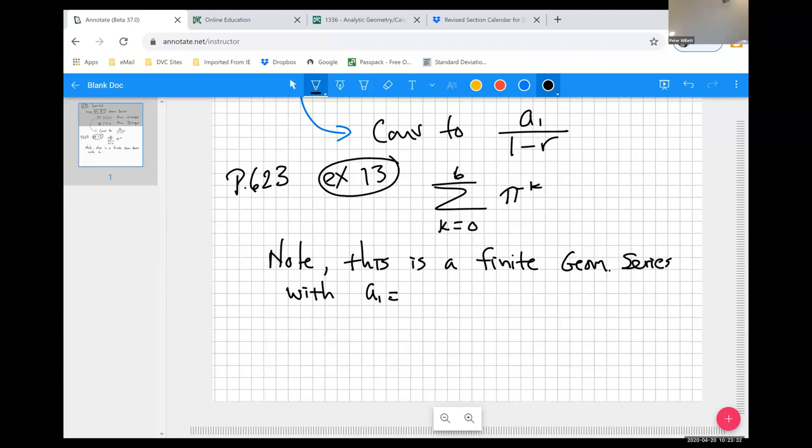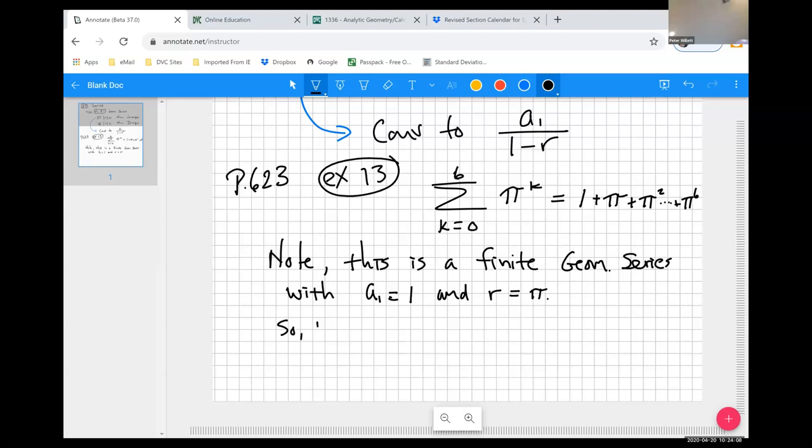Again, what does this series look like? When k is 0, you get 1. When k is 1, you get pi. When k is 2, you get pi squared. And at the end, you'll get pi to the 6th. So in this case, it's not infinite, it's finite. But a sub 1 is equal to 1, and r is equal to pi. We're multiplying by pi each time because the power on pi keeps getting bigger.